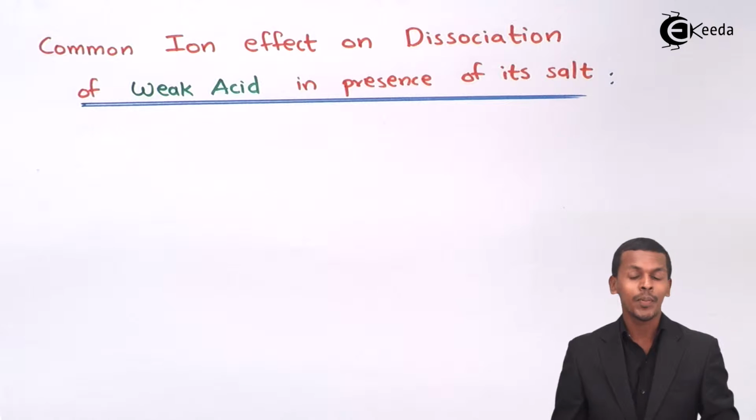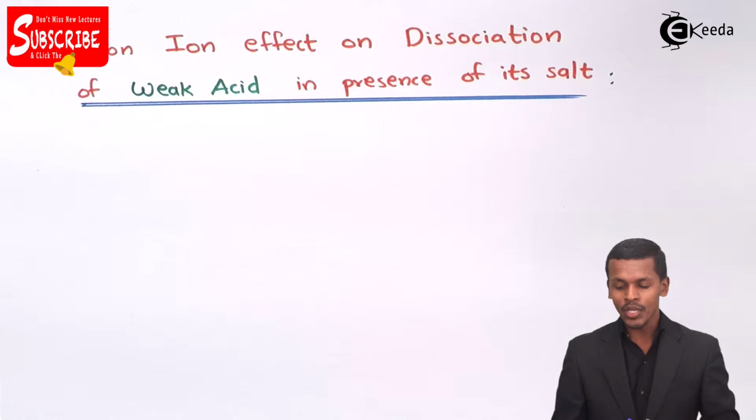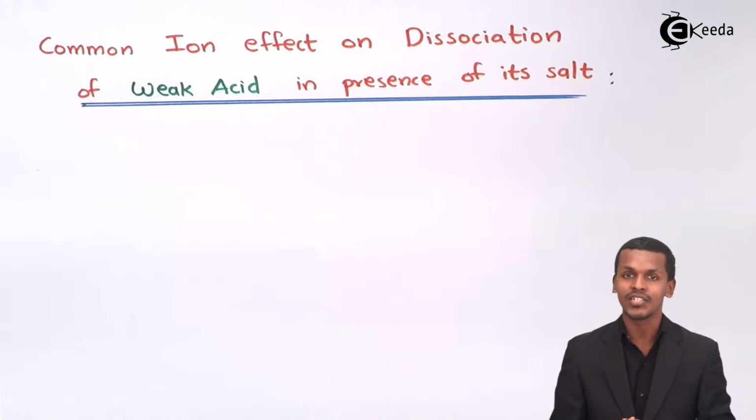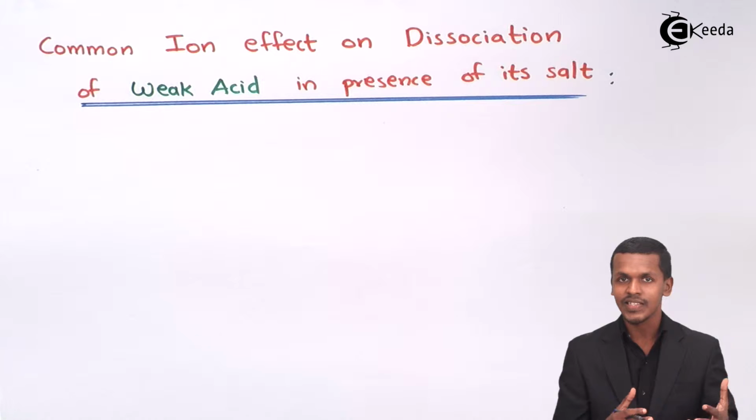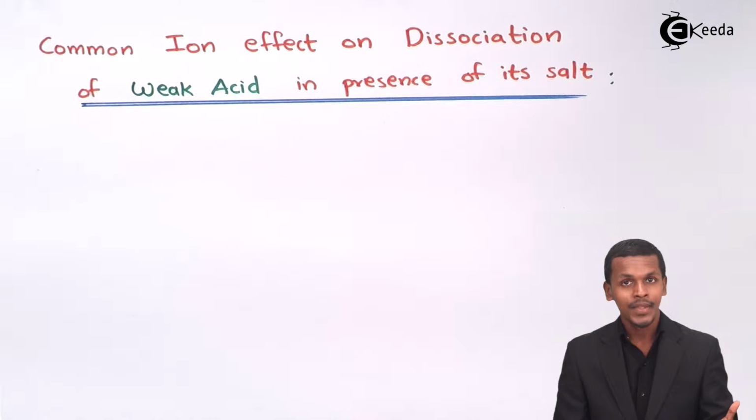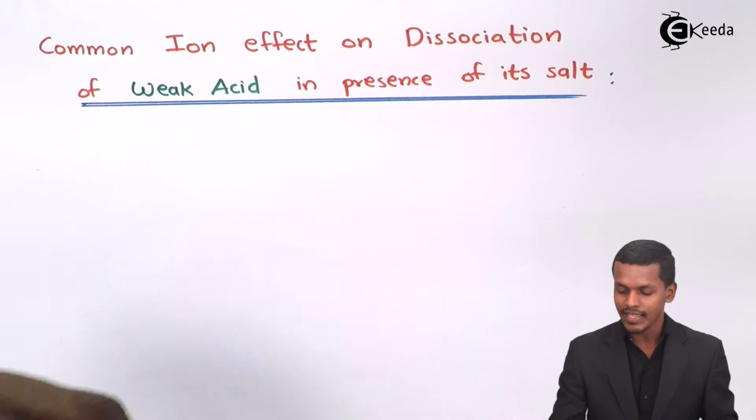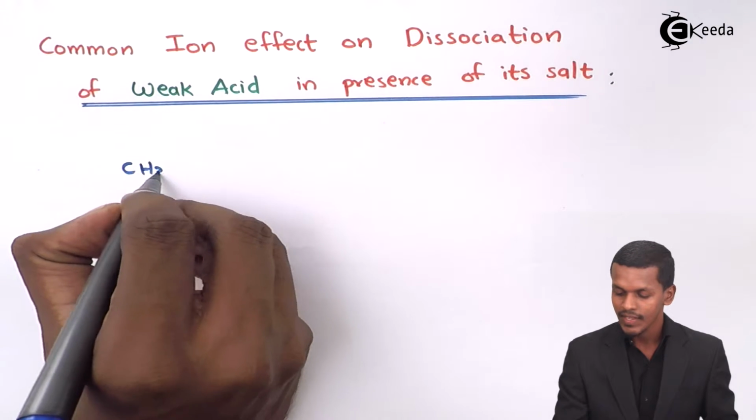So now we are going to talk about the common ion effect on the dissociation of a weak acid in the presence of its salt. Since we are talking about a weak acid, this is the example we took in our previous lecture also, when we discussed buffer action as well as acid in buffer solution. Suppose we take a solution consisting of a weak acid along with its salt, and as an example of the weak acid, acetic acid.